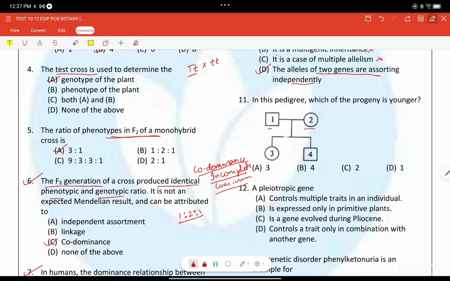In this pedigree, which of the progeny is younger? These are the parents. First progeny, second progeny. So it is the youngest one. Answer will be B. 4.